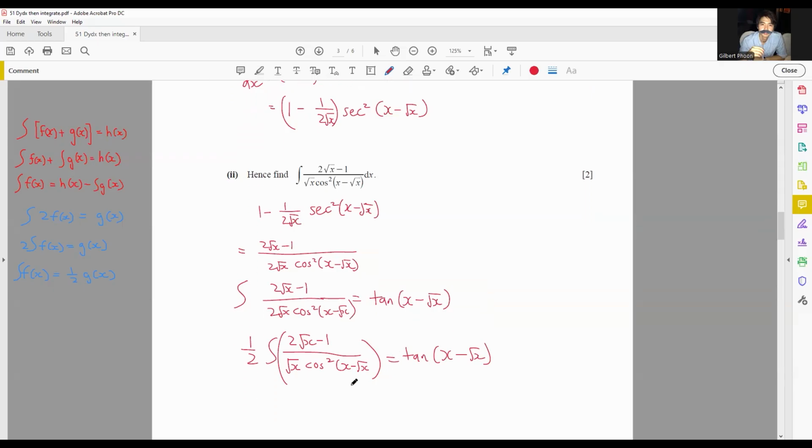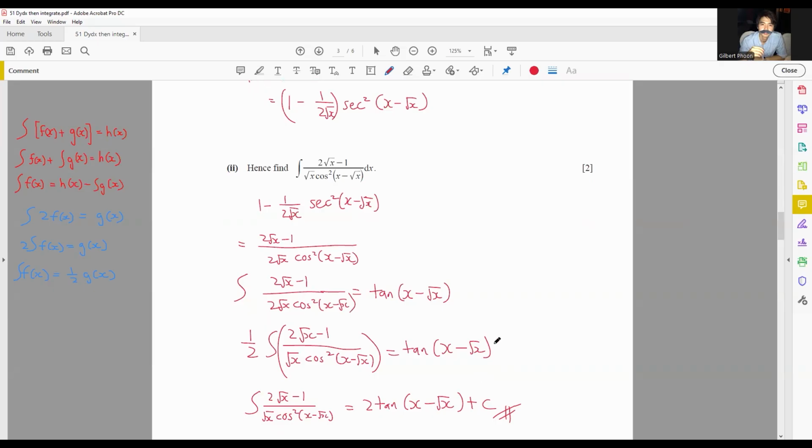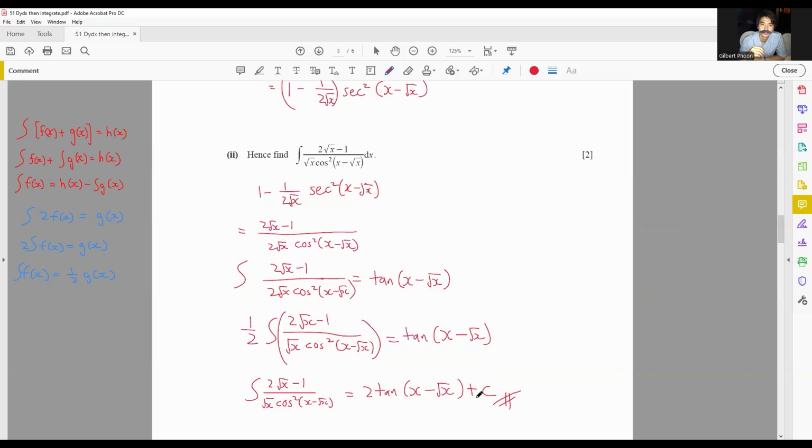So finally, just bringing the 1 over 2 over, the integral of (2 root x minus 1) over root x cos squared of (x minus root x) is equal to 2 tangent of (x minus root x) plus c, right? So once again, a reminder to make sure to include your plus c because this is worth 1 mark for some questions.